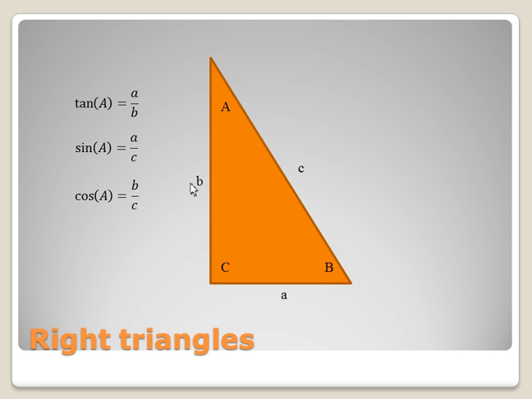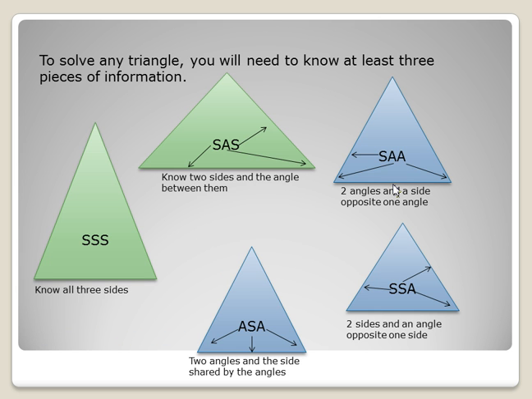With a right triangle, you're used to tangent. Tangent would be opposite over adjacent. The sine would be opposite over hypotenuse. The cosine would be adjacent over hypotenuse. And then you can use the other angles and solve with inverses and the whole bit. Right triangles are really easy.